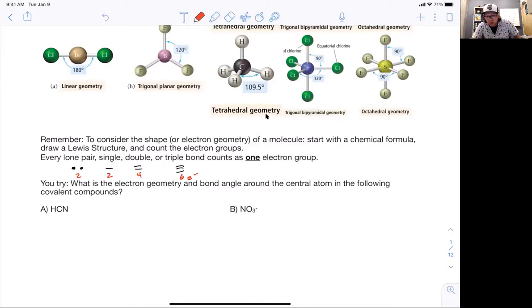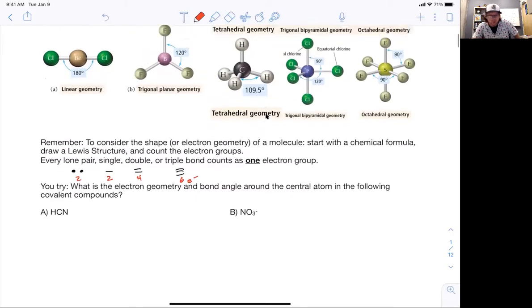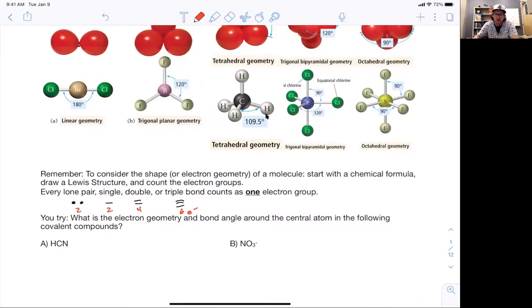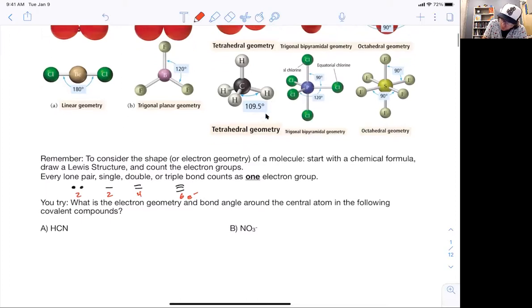So now that you've seen 5 examples, you've seen the balloons, we've got the examples right there, we can try a couple. What is the electron geometry and bond angle around the central atom in the following covalent compounds? Feel free to try at home. You might even pause the video and try these on your own and then see what I come up with.